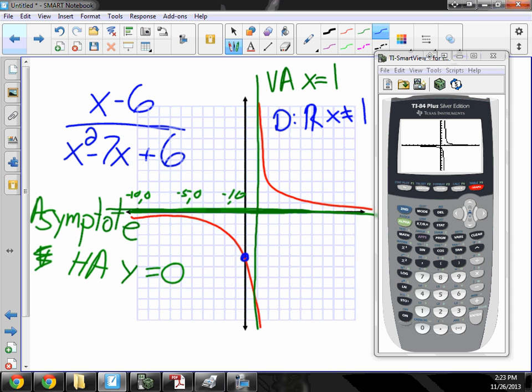Right, so on the graph you can see it doesn't reach the 1, but why be so mean to the number 1? What did it do? It doesn't belong in the function. Why does it not belong in the function? Well, let's plug it in. Let's plug in 1. So 1 minus 6 is -5. Plug in 1 here. 1 minus 7 plus 6 is 0. What's wrong with that? You're not allowed to divide by 0.